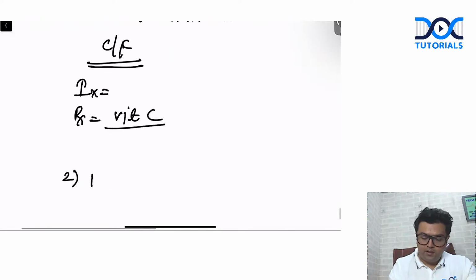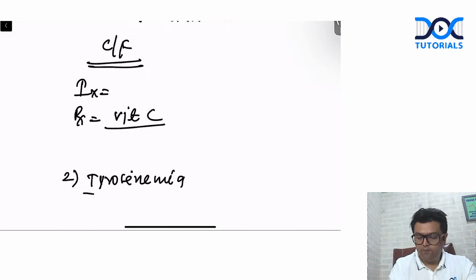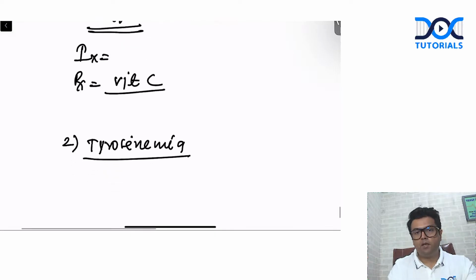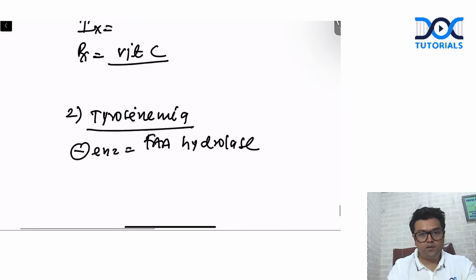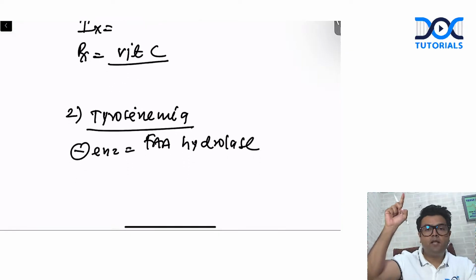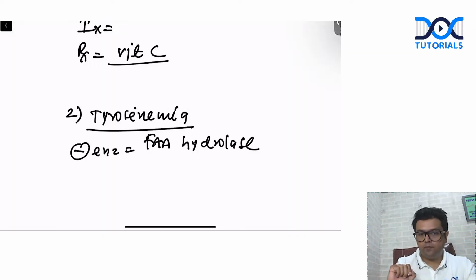What is the other disease that you should know? Tyrosinemia. Right, tyrosinemia. What is the name of the enzyme? The deficient enzyme is fumarylacetoacetate hydrolase. So guys, in this case, you will mention all the steps of this pathway.